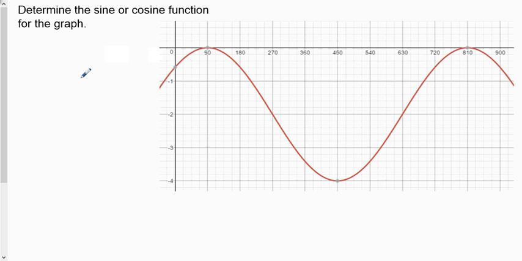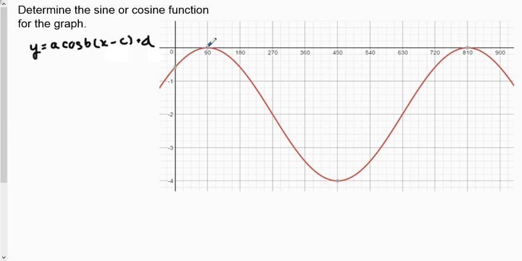In this video, we'll be determining the sine or cosine function to model a graph. In this video, I'll be using the cosine function, so I'm going to write that down before I start. So I have y equals a cosine b outside of x minus c plus d. So I want to determine the a, b, c, and d values from the graph, then plug them into my general function to obtain the function that will model this graph.